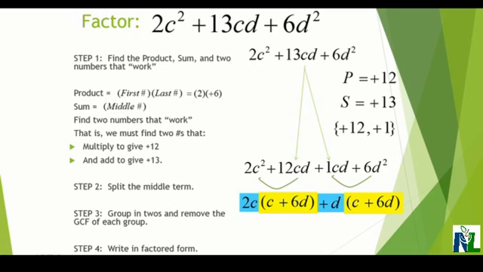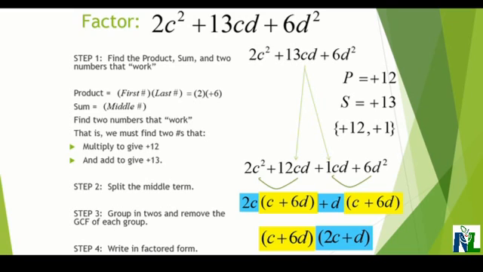Looking at the colors, we notice that C plus 6D is the common factor in both terms. This becomes our first factor in our final factored form. And secondly, we get 2C plus D from the GCFs that we factored out above.